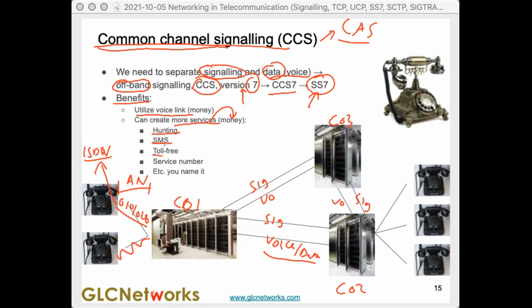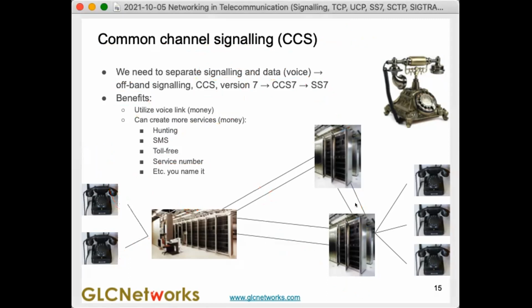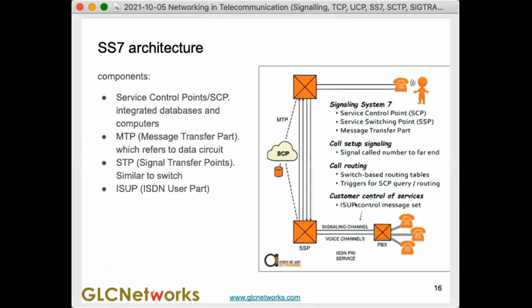Toll free and service numbers like 911 or 0800, or for example McDonald's or KFC, those kinds of services are using SS7. Otherwise, we cannot do things like that. So that was CCS.